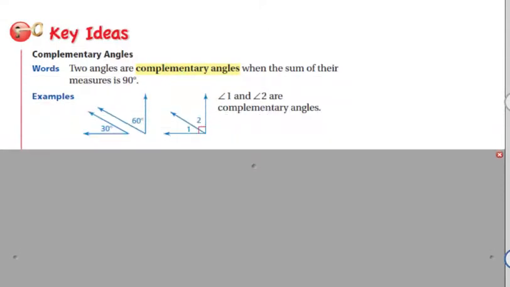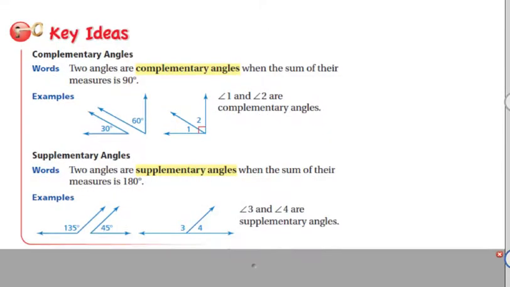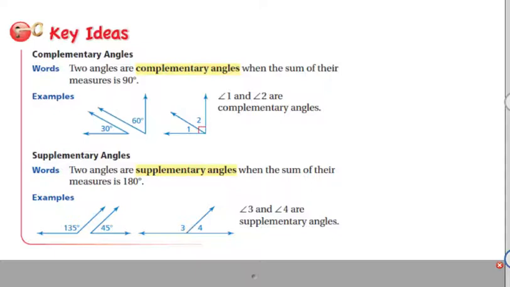Molly, what about supplementary angles? They add up to 180. Supplementary angles, their sum is 180 degrees. Okay? Which is exactly what our key ideas for this section are. There's some pictures here, but that's it. That's the basis of this whole section and this group that we're going to work on today.